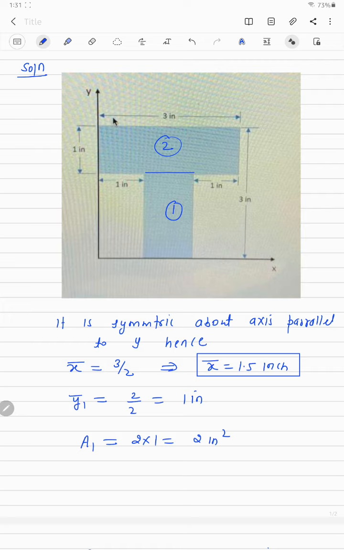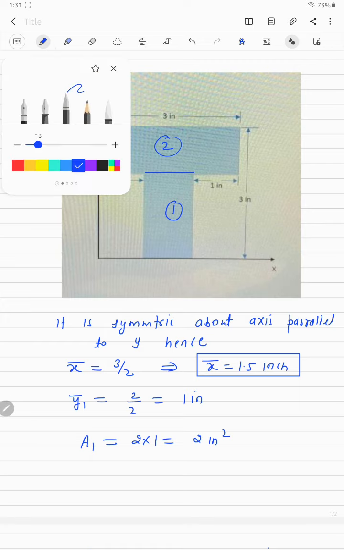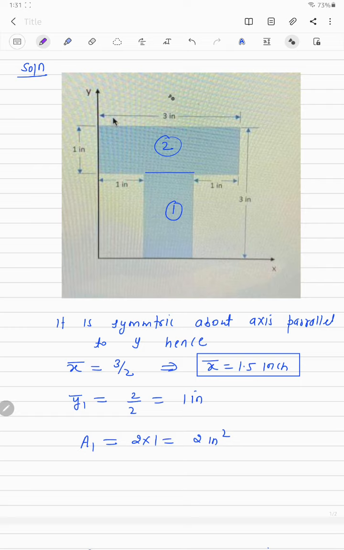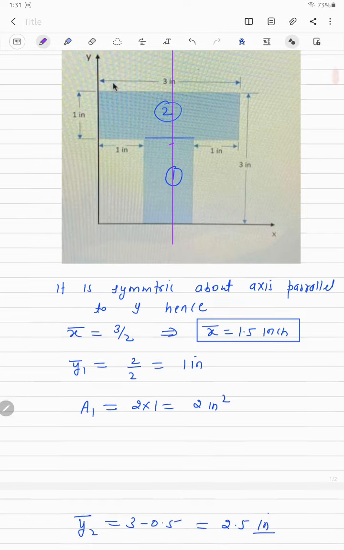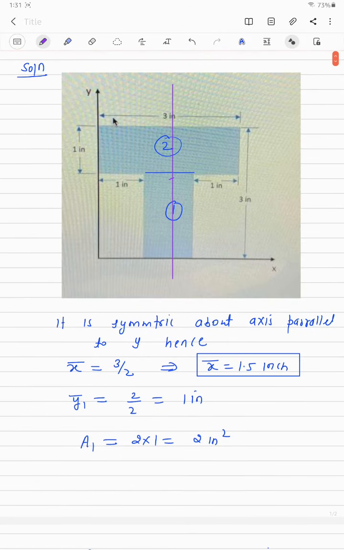What we will do is, first, this problem is symmetric. This is symmetric about the axis parallel to the y axis. This is symmetric about the line I have drawn. What do you mean by symmetric? Symmetric means the left half is the same as the right half. So the x centroid we can directly find by symmetry. It lies at the center.